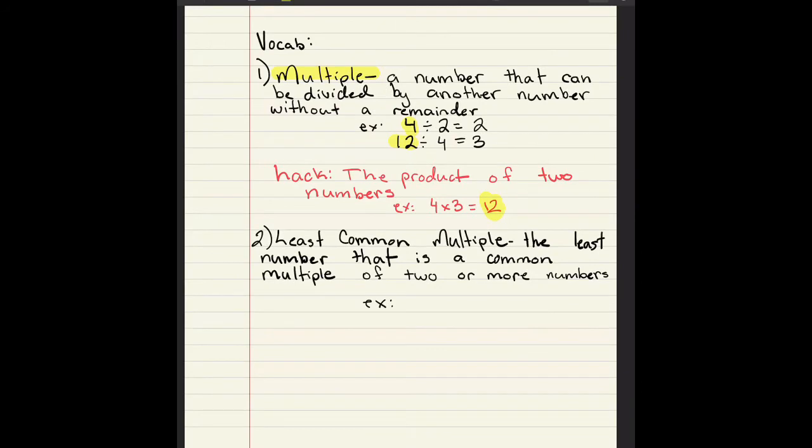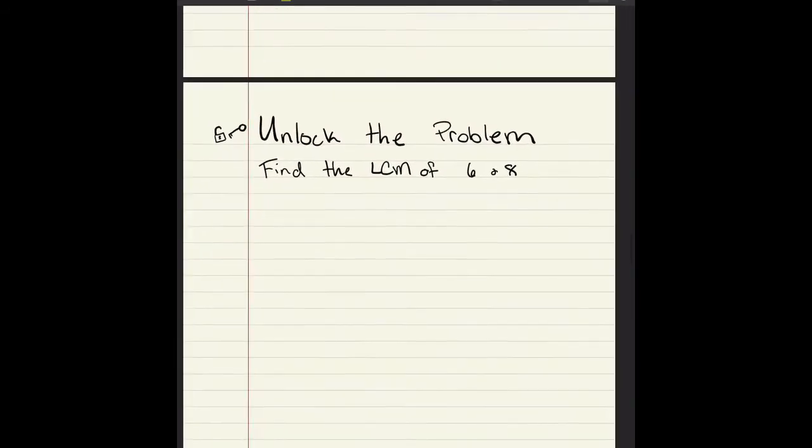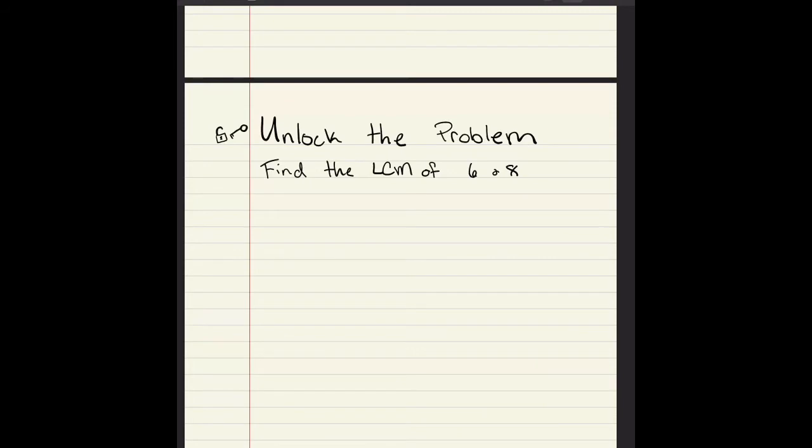So that's important because now we have least common multiple, which is the least number that is a common multiple of two or more numbers. So the least common multiple between 2 and 7 is 14. Let's get into why it's that, but not for 2 and 7. We're going to do 6 and 8.